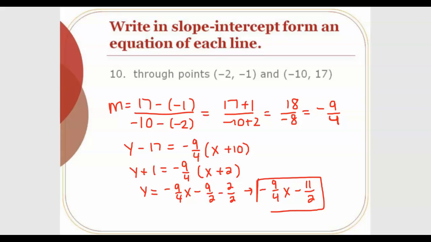So for your homework, you're doing the next page in that packet. It's very similar. Just be careful to make sure you put your answer in the correct form. So that first page is slope intercept, which is that y equals mx plus b. And on the back, actually, I'll let you do slope intercept again. So no standard form.